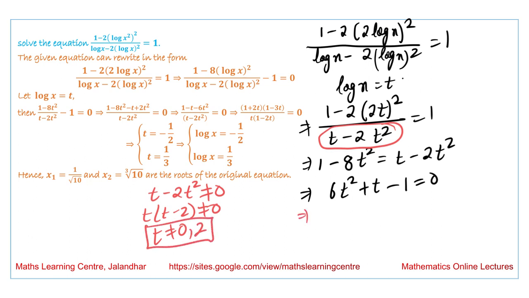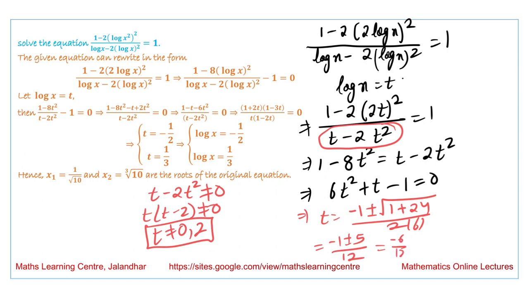When we solve this equation, we obtain t is equal to minus b plus minus square root of b square minus 4ac by 2a. It is 2 into 6, so it is minus 1 plus minus 5 by 12. So the values we obtain are minus 6 by 12 and 4 by 12, that is, minus 1 by 2 and 1 by 3. These are the values of t, and clearly none of them is 0 or 2. So we have these two values of t.